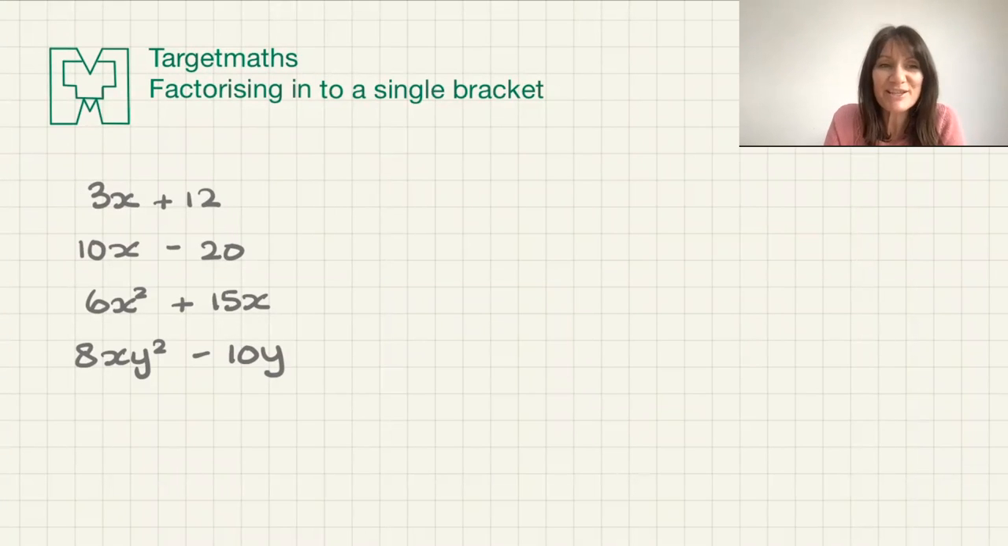Hi, and welcome to this quick how-to help video on factorising expressions back into a bracketed form. So it's the opposite of expanding. We're looking at, like I say, single brackets, and the easiest, simplest way to recognise when an expression goes into just the one bracket rather than two is by counting the number of terms.